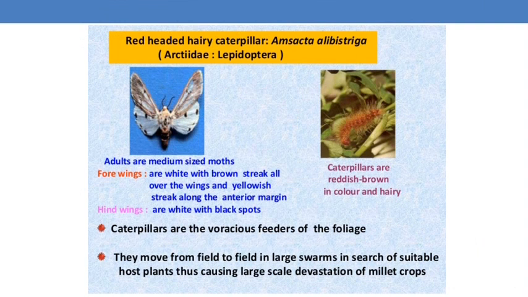Then the next one is the red-headed hairy caterpillar, Amsacta species. That is also a major pest in cereal crops. Here the caterpillar looks hairy, as a number of hairs are present on the surface of the body of the caterpillar, hence known as the hairy caterpillar. The caterpillar voraciously feeds on the leaves and the plant becomes completely defoliated.